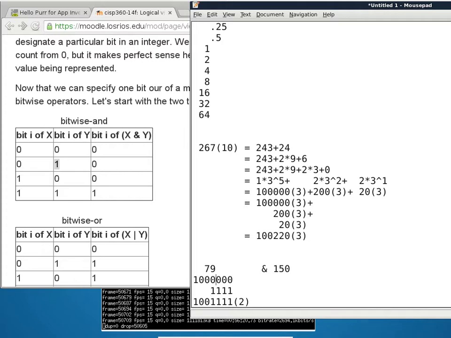Okay, let's look at 150. 150 has a 128. 128 is a power of 2. It is 2 to the power of 7, so we have 1 followed by 7 zeros. And once we take out 128, we have 22 left. And 22 has a 16 in it, and the 16 is 2 to the power of 4.